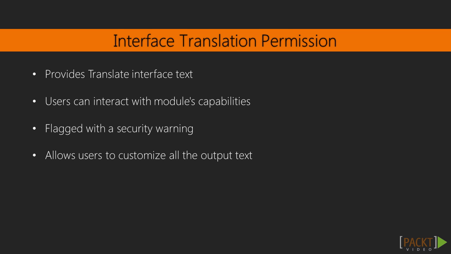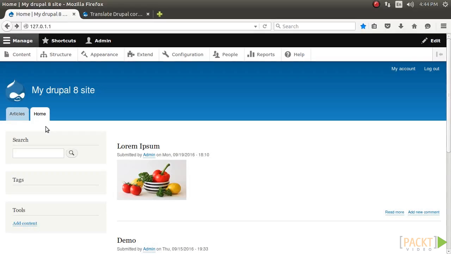Also, you should be aware of interface translation permissions. The Interface Translation module provides a single permission called Translate Interface Text. This permission grants users the permission to interact with all the module's capabilities. It is flagged with a security warning, as it allows users with this permission to customize all the output text presented to users. However, it does allow you to provide a role for translators and limits their access to just translation interfaces. Now let's move a step ahead and learn using interface translations to customize default English strings.